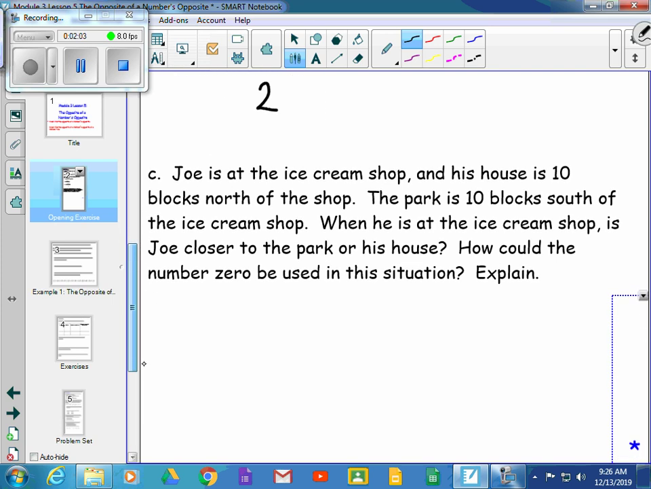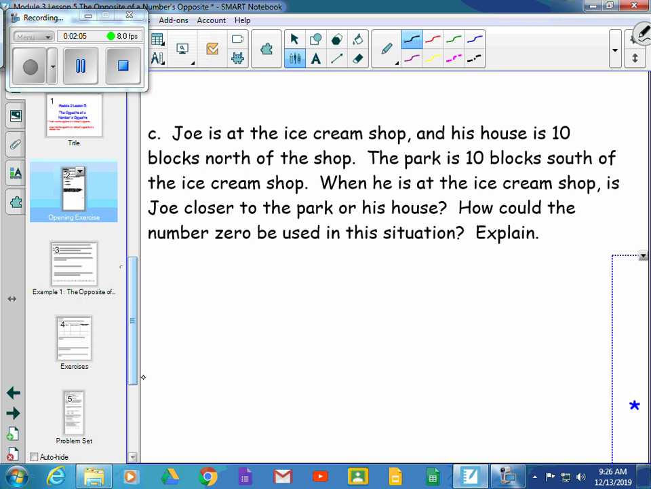Now letter C. It says Joe is at the ice cream shop and his house is 10 blocks north of the shop. The park is 10 blocks south of the ice cream shop. When he's at the ice cream shop, is Joe closer to the park or his house? How could the number 0 be used in this situation? Explain.